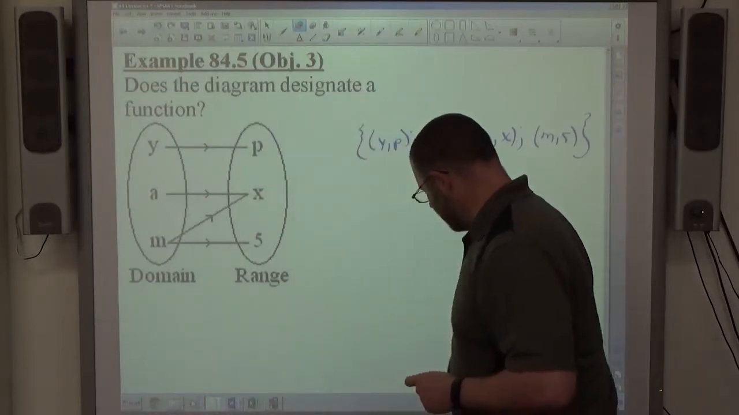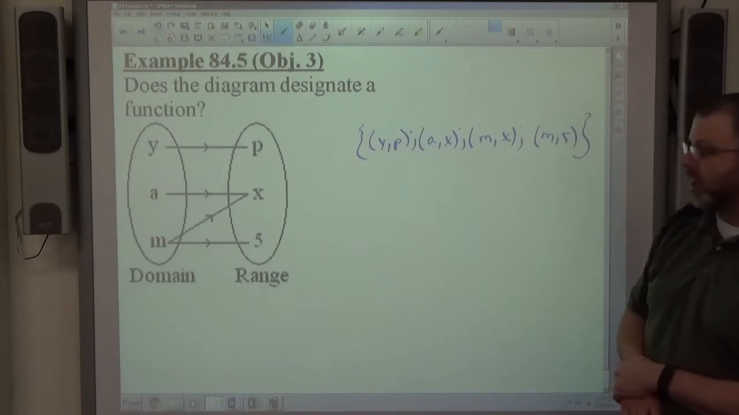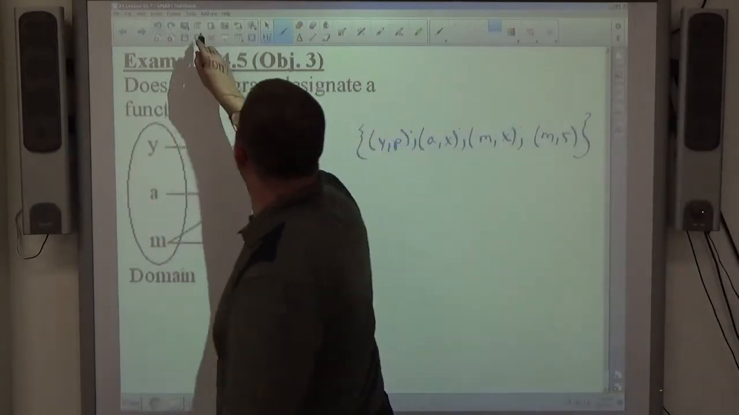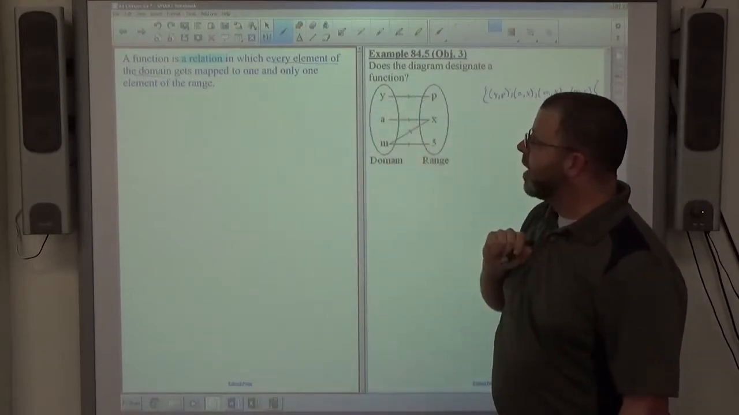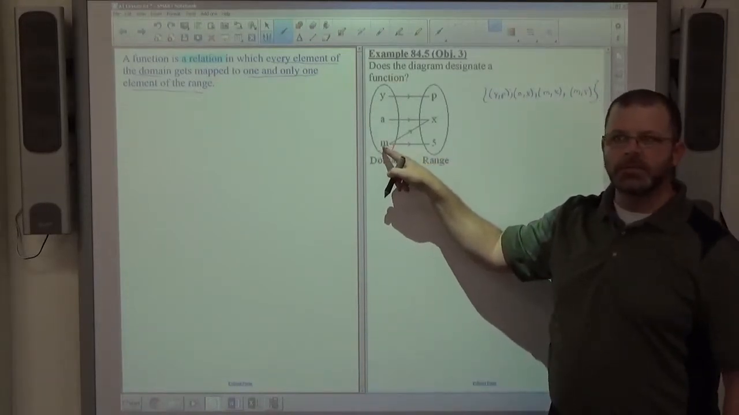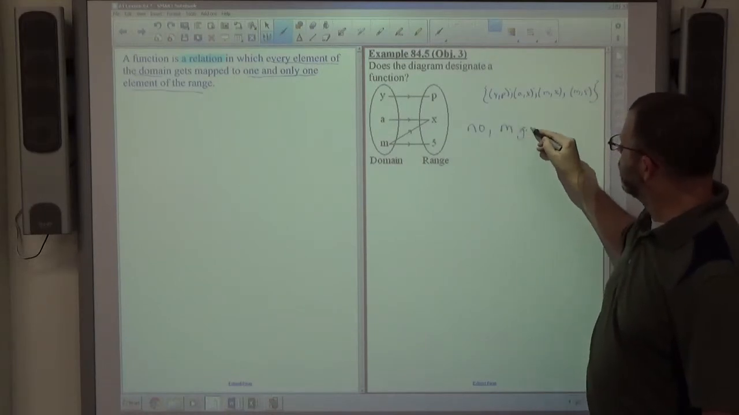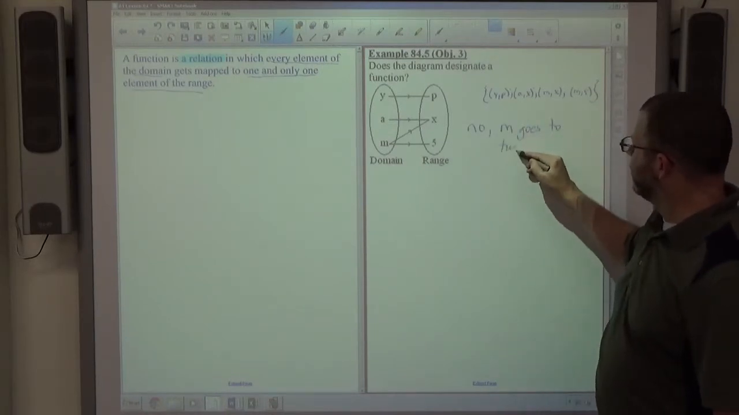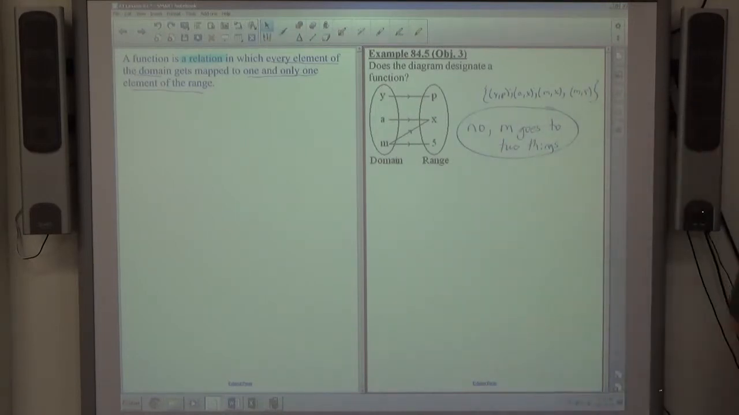All right, taking a look at this one, how many things does Y go to? 1. How many things does A go to? 1. How many things does M go to? 2. Okay, so going back to this definition of a function. Every element of the domain gets mapped to one and only one element of the range. And M goes to how many? 2. So this is a no because M goes to 2 things. Use my best mathematical terminology there. M goes to 2 things. That's what makes it not a function.